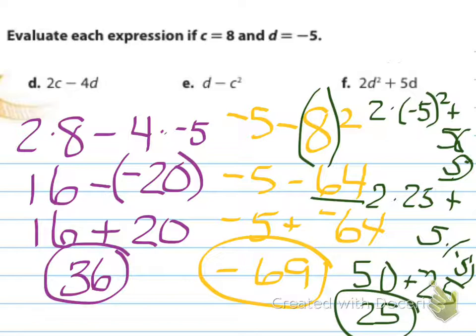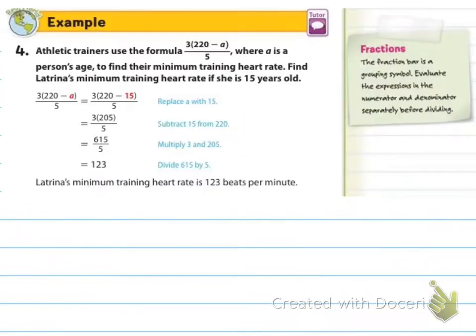For F, we have 2 times -5 squared. This time it is all of -5 being squared because that's what number D is, and D is being squared. So it's -5 squared. And so plus 5 times -5, so it ends up being 2 times +25, because -5 times -5 is +25, plus 5 times -25. So we end up being 50 plus -25, which is 25. Different sign, subtract. So that one was a little tricky.